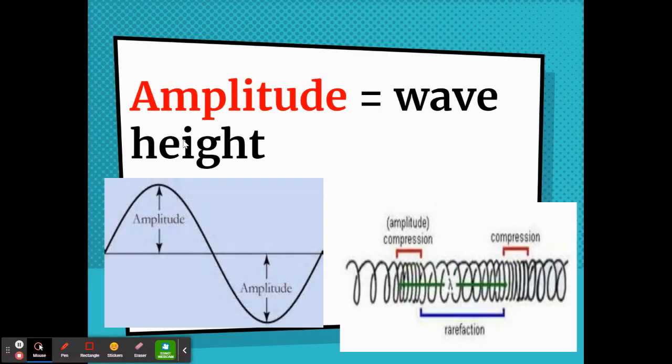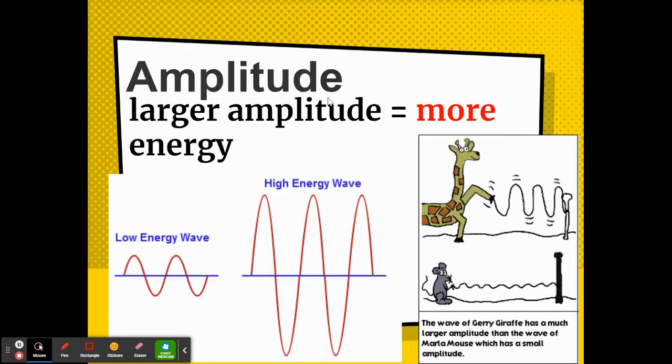Amplitude. So amplitude equals wave height. It's how high the wave is. So here's amplitude, here's amplitude. All right, larger amplitude equals more energy. So there's a larger amplitude, like right here, there's more energy. This has low energy because the amplitudes are not as big.